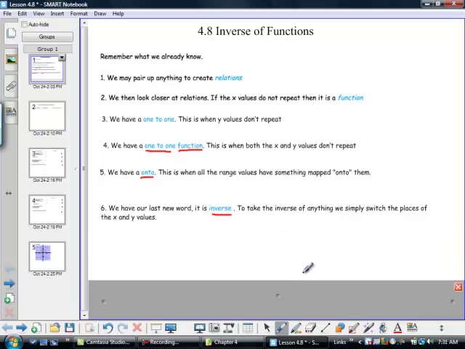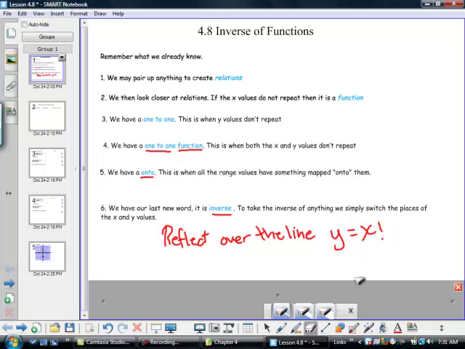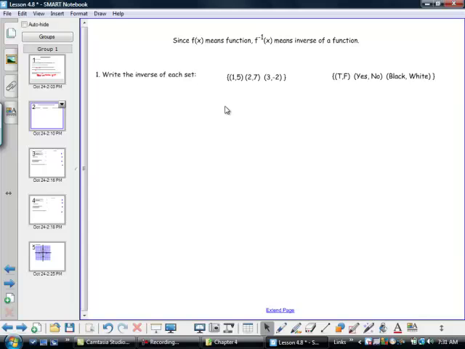So an inverse, we simply switch the places of x and y, and this is what you did in geometry. It needs to reflect over the line y equals x. Remember when you did that in geometry, you had to memorize all those different rotations, reflections, translations. Well, here it is. This was reflecting over the line y equals x. That's called an inverse.